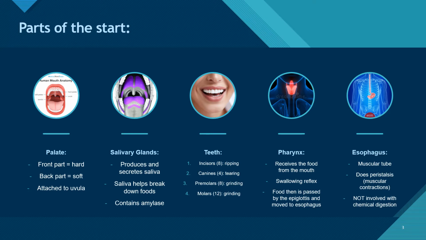Our esophagus is a muscular tube that does peristalsis, which are rhythmic muscular contractions that help move food along the digestive tract. This is an example of mechanical digestion and not chemical digestion.